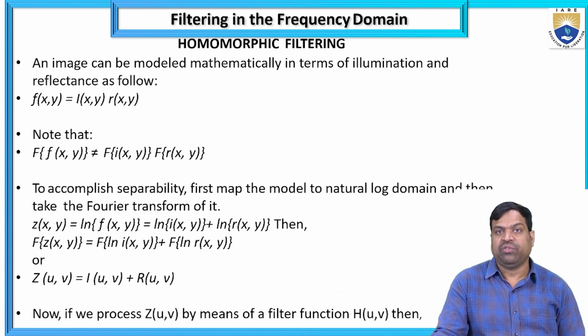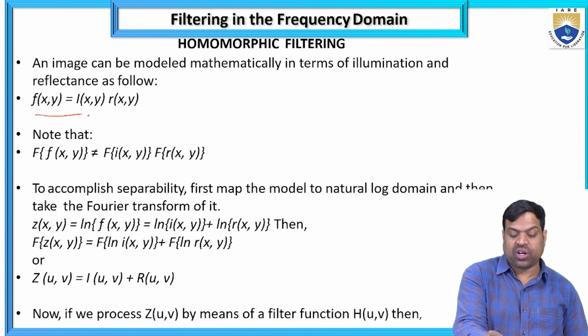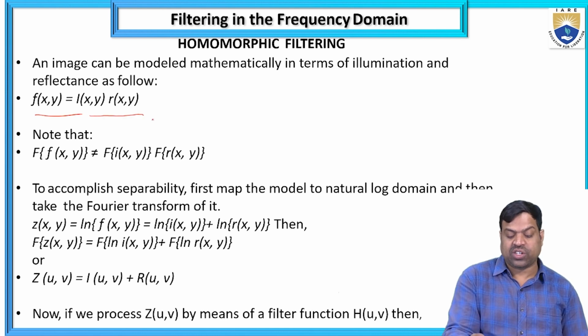What is a homomorphic filter? An image can be modeled mathematically in terms of illumination and reflection as follows: f of x comma y equal to I of x comma y into r of x comma y. So the input function f of x, y equals I of x, y into r of x, y.